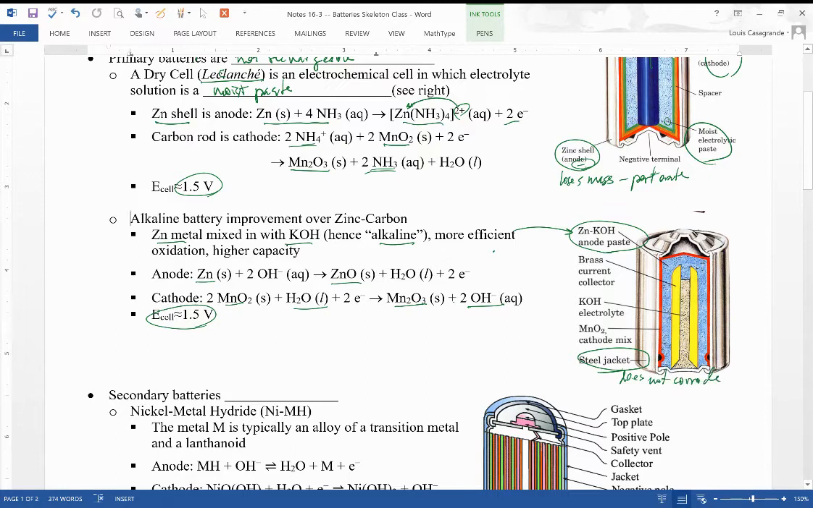And everything else in here is pretty similar to what you see up above. We've got the MnO2 in the cathode, and that's connected again to the positive. The red thing up here, that's connected to the positive. And again, the anode is the negative down here.